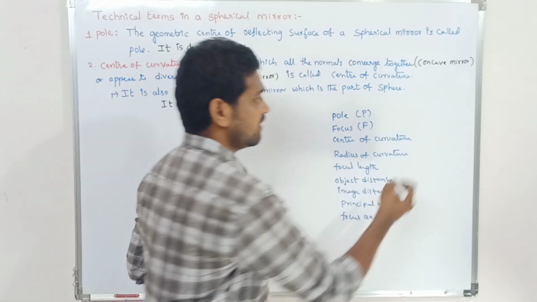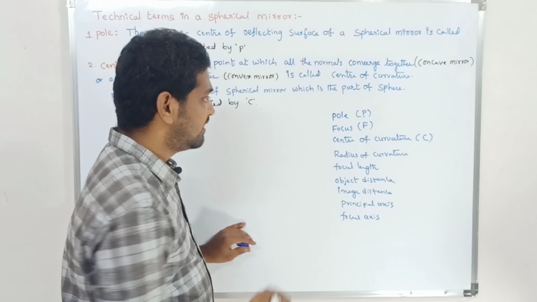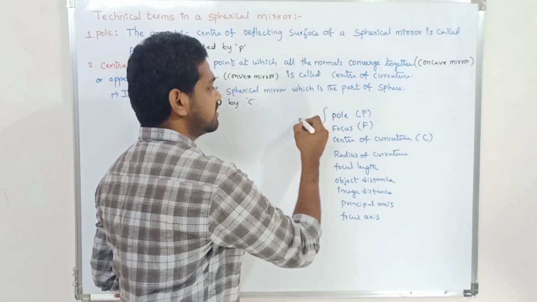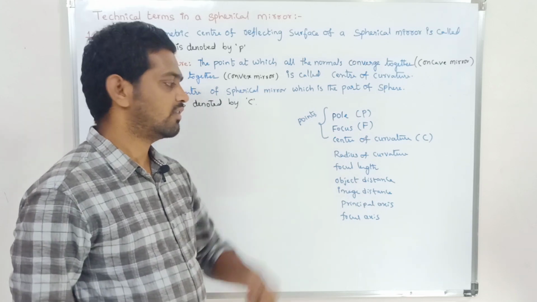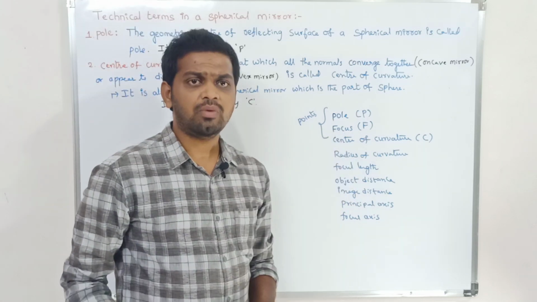Pole is denoted by the capital letter P, focus is denoted by the capital letter F, and the center of curvature is denoted by the capital letter C. See children, these three belong to the points category. Clear? Pole, center of curvature and focus are the points.